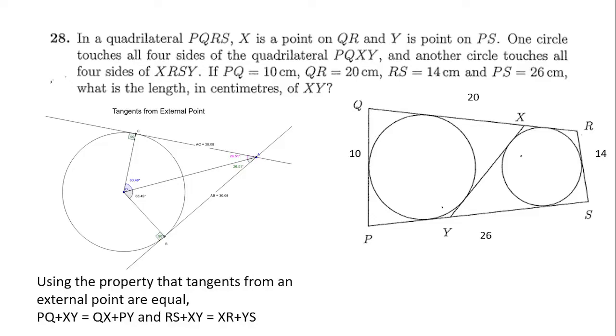So here, on the right, I've drawn this up, and on the left, I have just a picture demonstrating that the tangents from an external point are equal. And using this, we can get that PQ plus XY equals XQ plus PY, and similarly, RS plus XY equals XR plus YS.